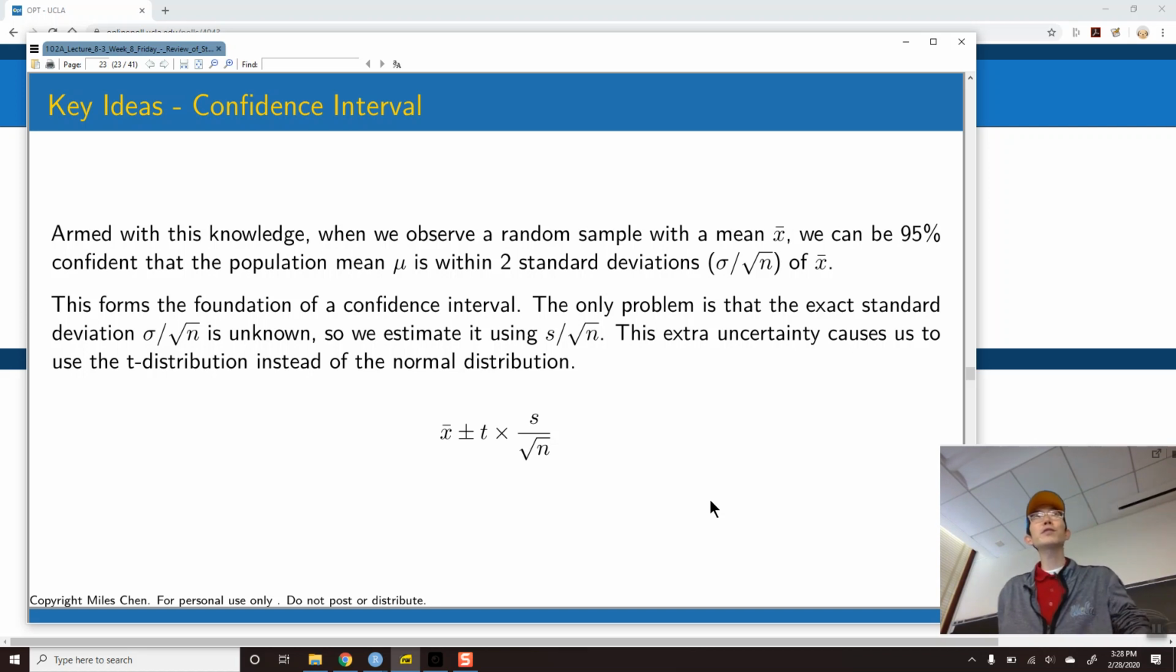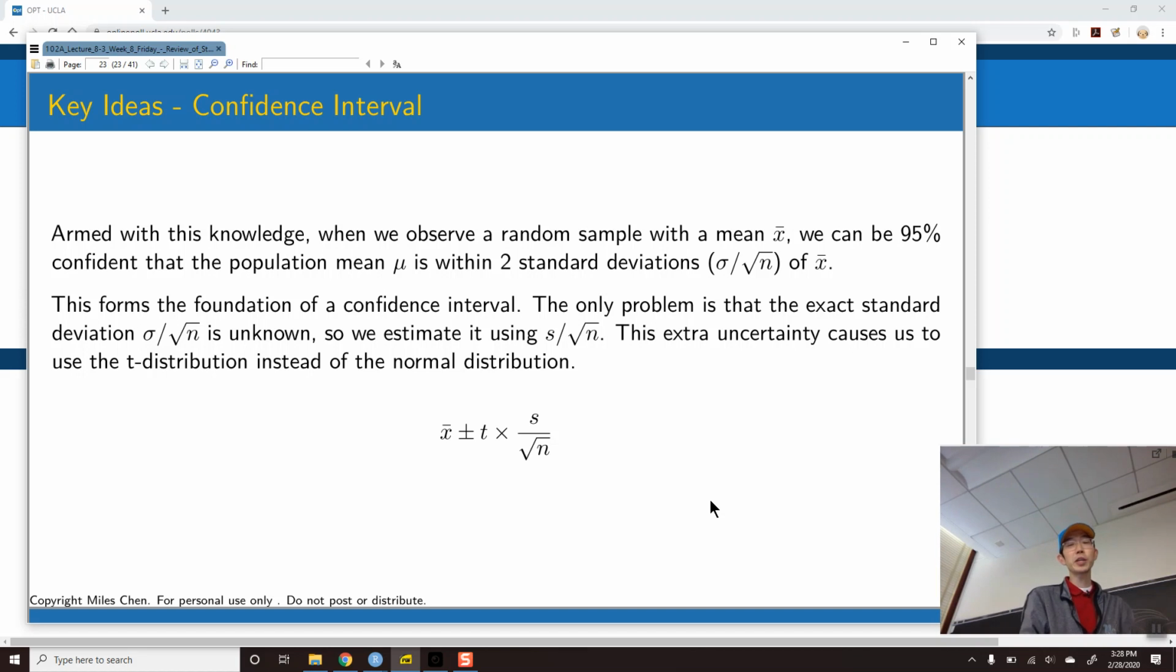Except with a confidence interval, what's the issue? The issue is that we don't know what sigma over the square root of n is. We don't know the exact standard deviation of the population. So what do we do? We use the standard deviation of the sample. We use S as a guess for sigma, okay? So that makes sense, all right? But using S instead of sigma introduces extra uncertainty, so we compensate for that by using the t distribution rather than the normal distribution, and thus your confidence interval looks like this: X bar plus or minus t times the standard error, S over the square root of n.